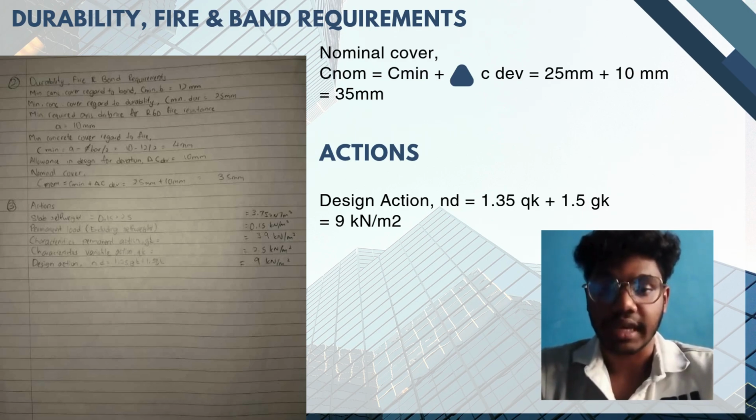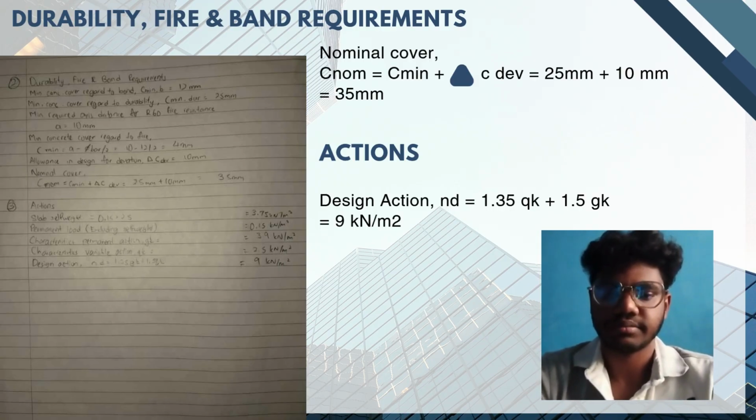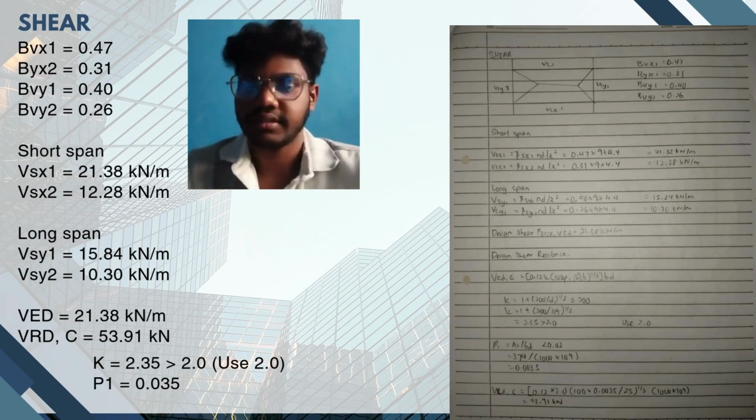Permanent load excluding self weight is 0.15 kilonewton. Characteristic permanent action, which is GK, 3.9 kilonewton. Characteristic variable action QK is 2.5 kilonewton. Design action ND is 9 kilonewton. So we will go to 50.